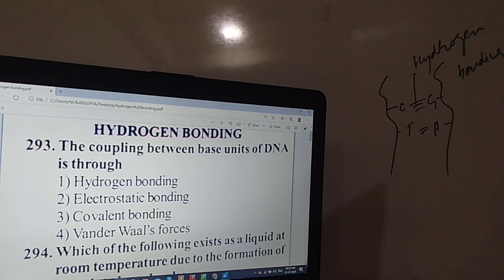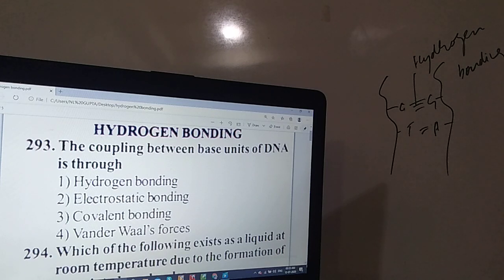So the correct option will be option number 1. For this question 293, option number 1 is the correct option, that is hydrogen bonding, which we already discussed.